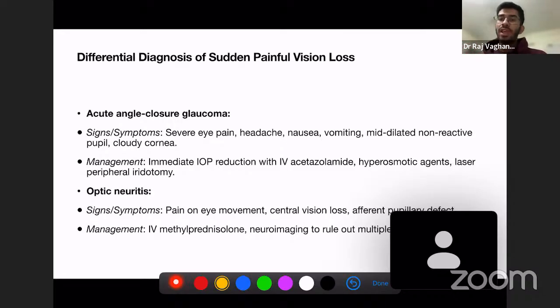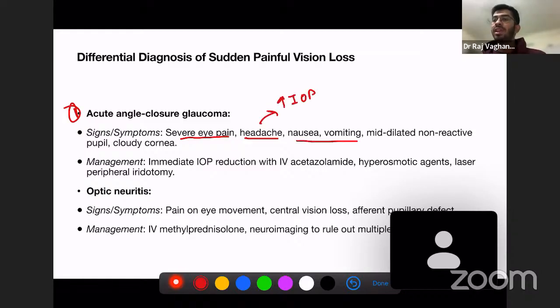First of all, as we discussed, we have acute angle closure glaucoma. We'll discuss it now. If you have acute angle closure glaucoma, what are the signs and symptoms? You can have severe eye pain, and headache because of increased IOP. You can have nausea and vomiting.